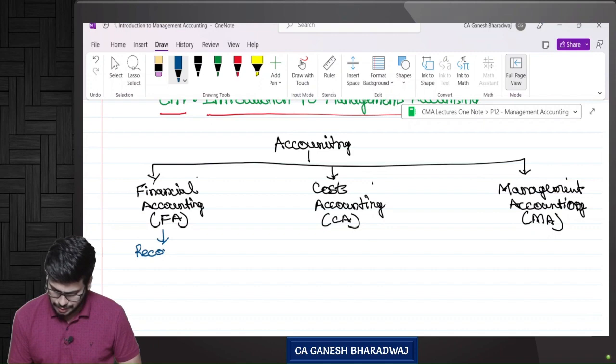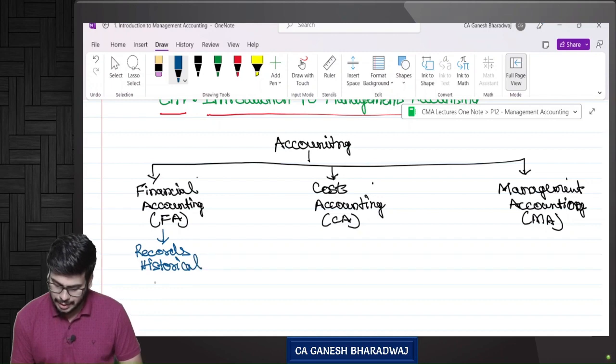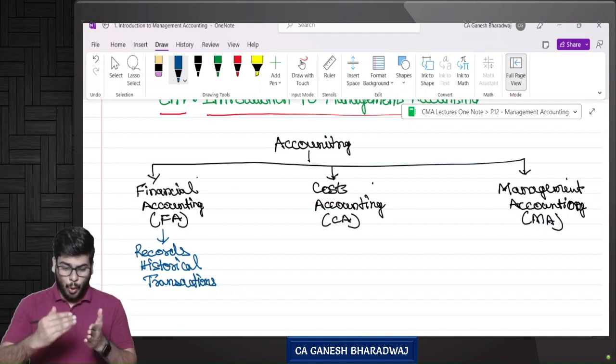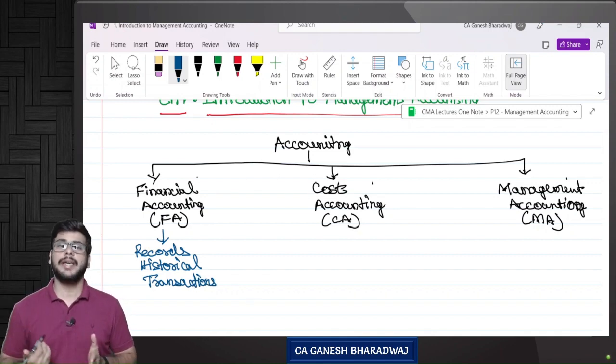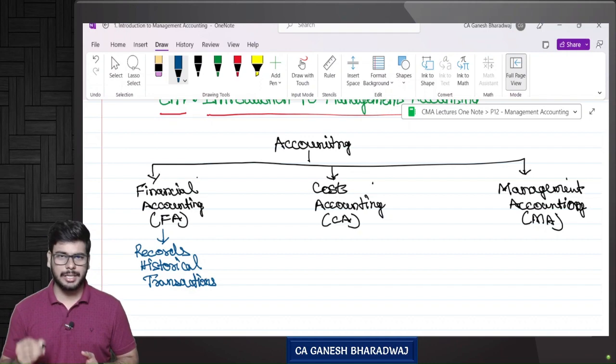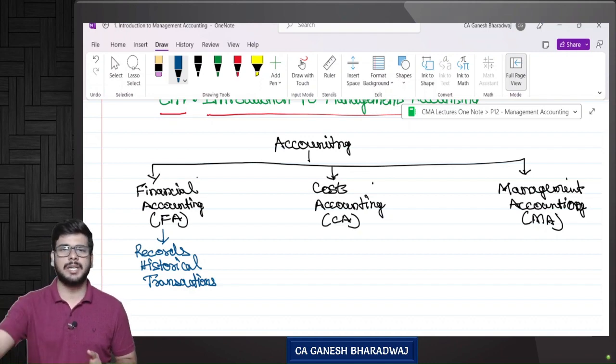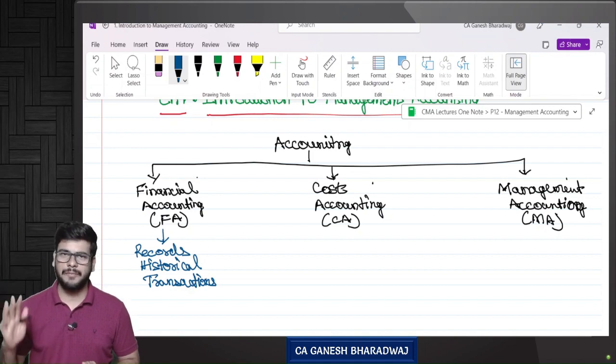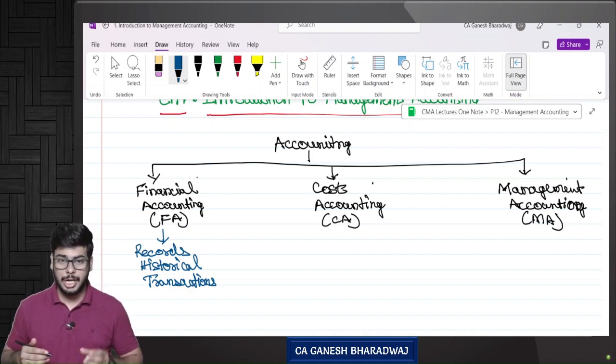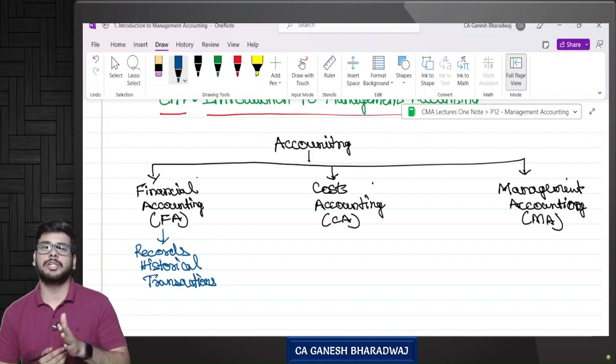Now, first of all, financial accounting, it records historical transactions. Sir, what do you mean by that? Now, only after a transaction takes place, you first journalize it. You pass a journal entry, then it moves into your ledger, then into your trial balance, and then it enters into your financials, that is P&L or balance sheet. That is, it's a post-mortem exercise.